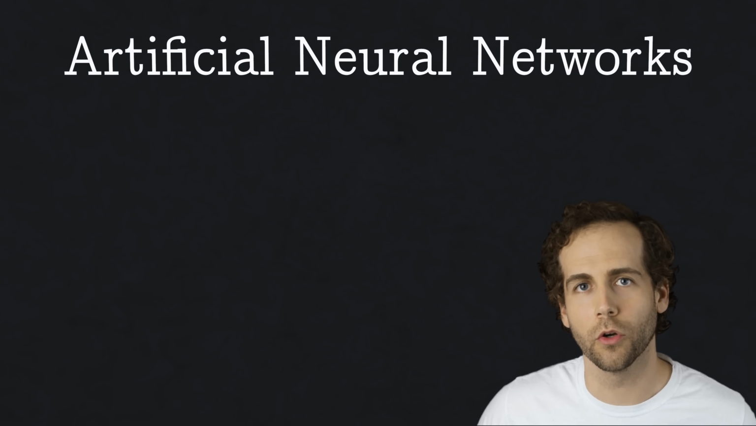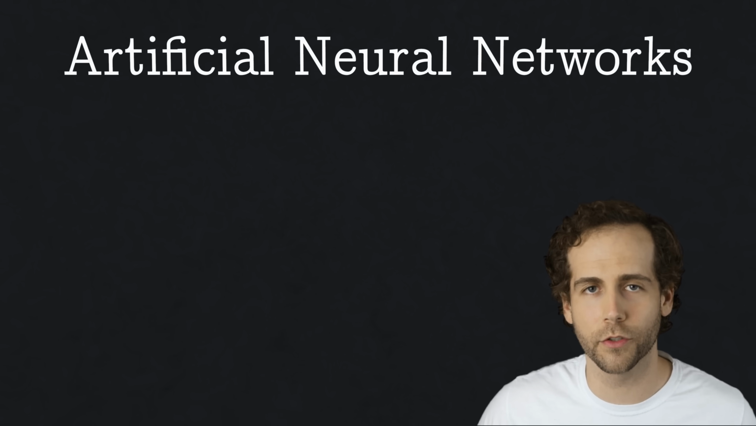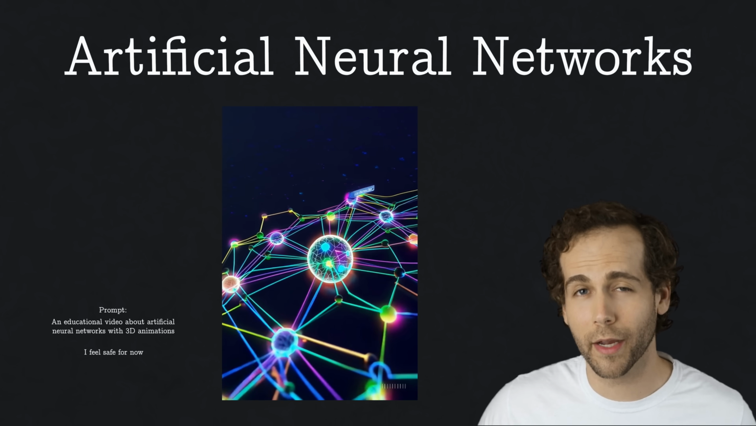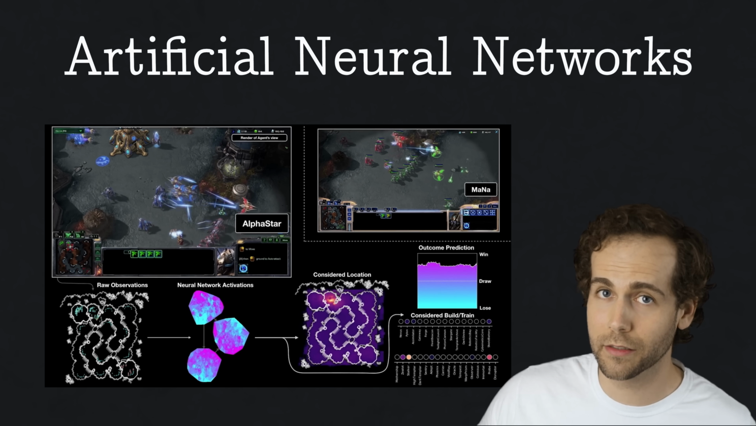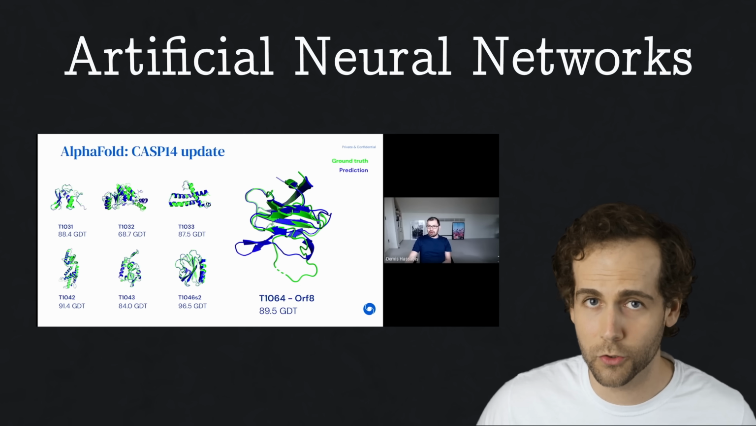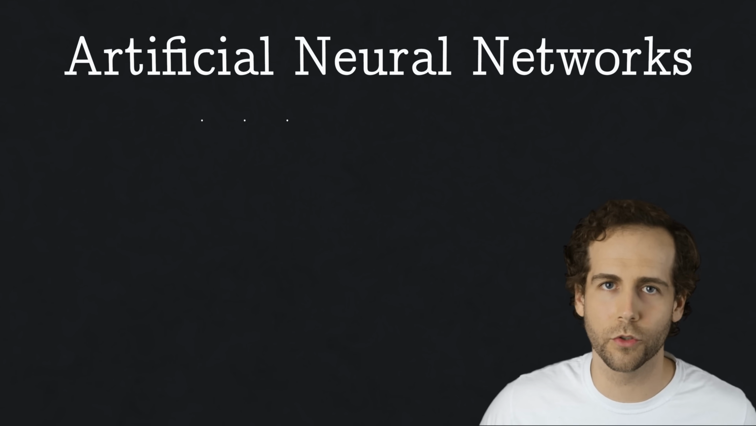This video is about the fundamentals of artificial neural networks, which is what people usually mean these days when they talk about artificial intelligence. Large language models, image and video generators, image recognizers, some game playing bots, content recommenders like the YouTube algorithm, protein folding predictors, and many more. All of these systems are built from artificial neurons.